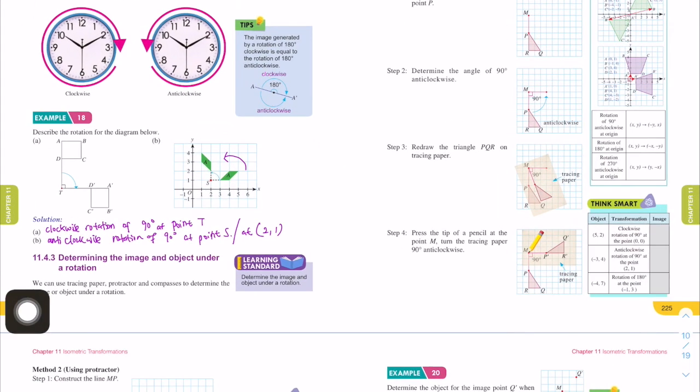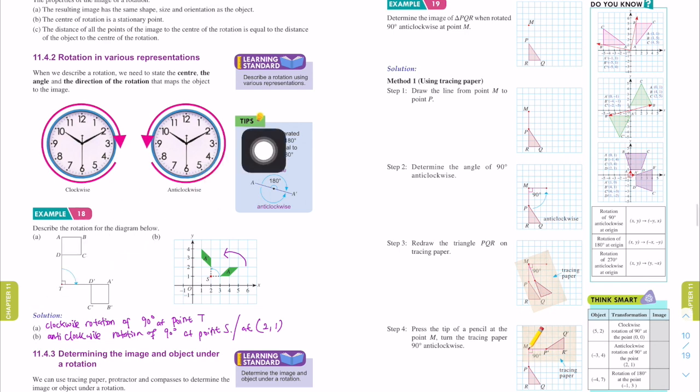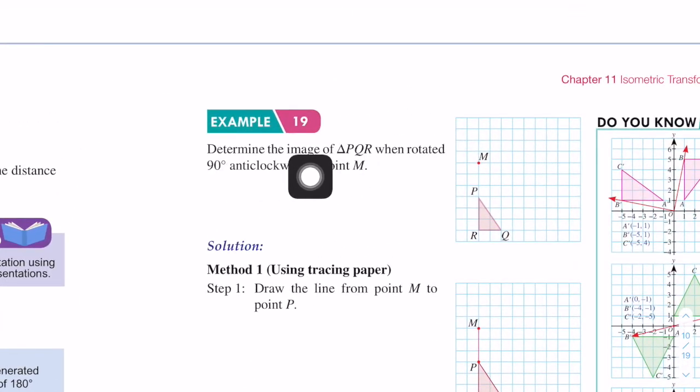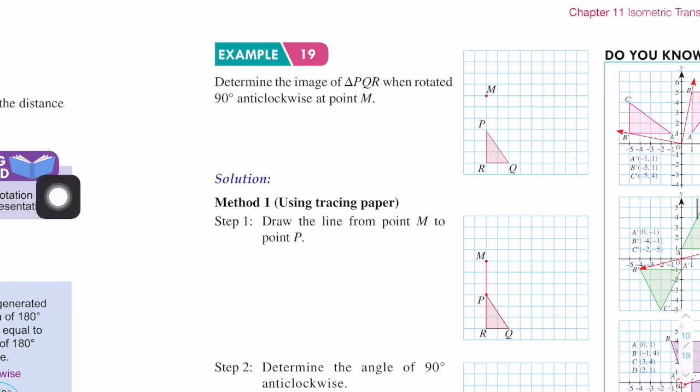So let's look at example 19. Determine the image of triangle PQR when rotated 90 degrees anti-clockwise at point M. So let's look at how we can do this using the first method. Method 1 is using tracing paper.